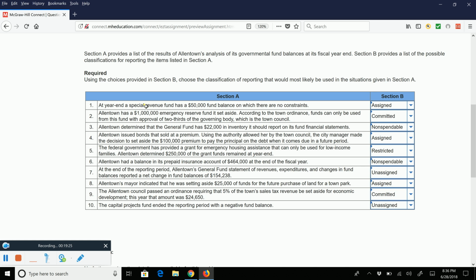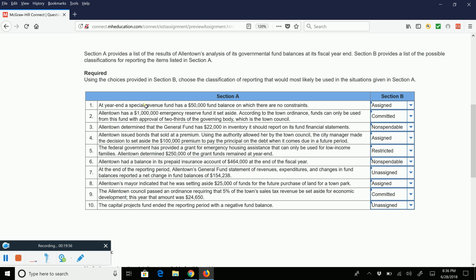Number 7, at the end of the period, Allentown's general fund statement of revenues, expenditures, and changes in fund balance reported a change in fund balance of $154,000 and change. Well, all of the operating increase, in this case the change in fund balance, initially it's going to go to unassigned. And then once it goes to unassigned, we can start to reclass it. So that is initially going to default to unassigned.